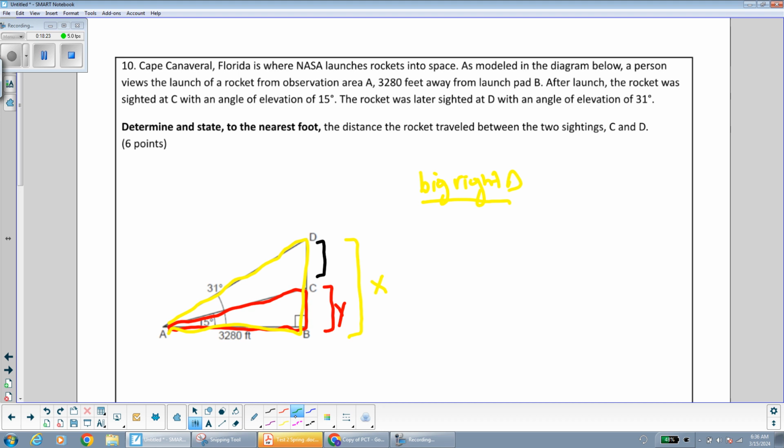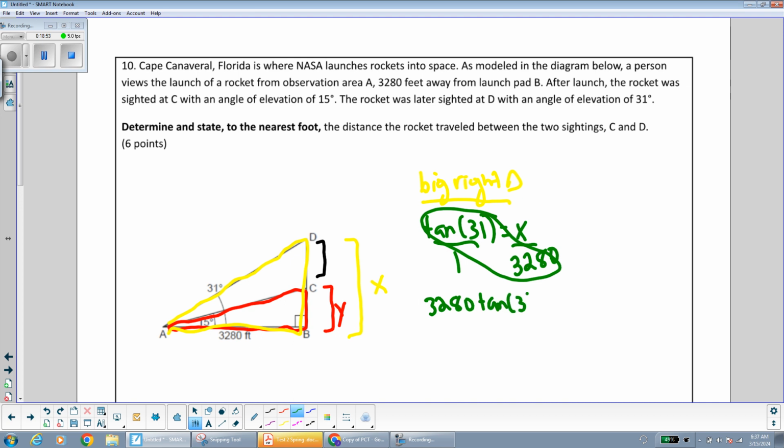From the big right triangle, our focus angle is 31 degrees. We're looking for opposite, and we have adjacent. So that would be tangent of the 31-degree angle is equal to opposite, which I labeled as X from the big triangle, over adjacent. Since we're solving for a side, we can cross multiply. And once again, if you put this into your calculator now, please leave 3 or 4 decimal places until your very last step. Otherwise, you could potentially be rounding early.